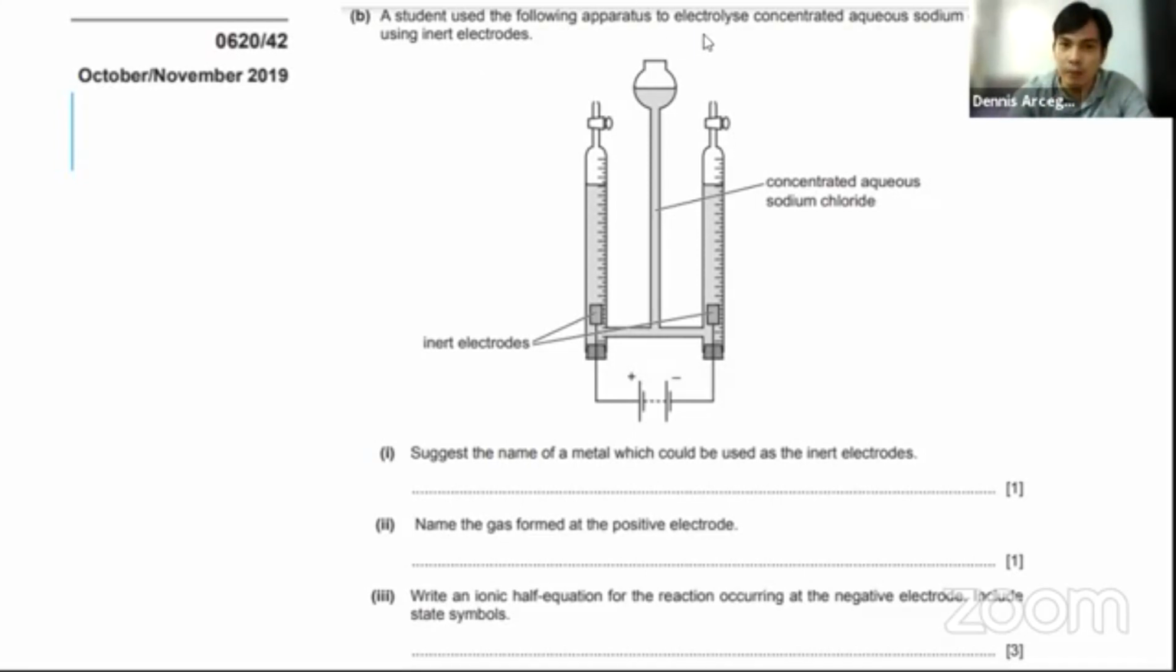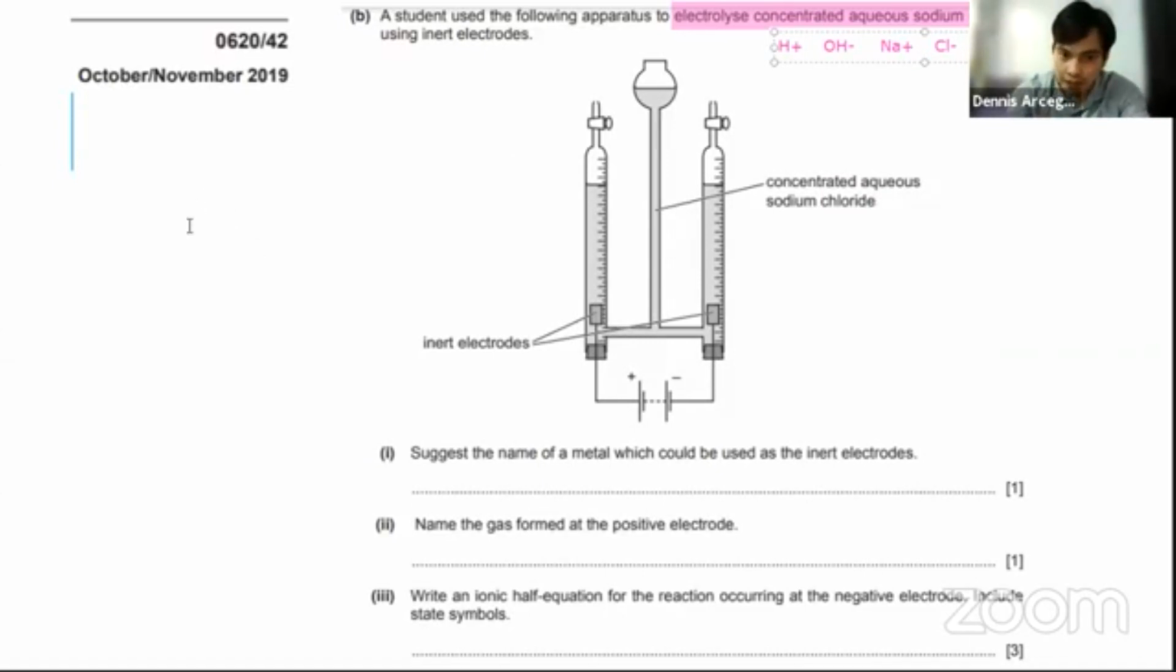A student used the following apparatus to electrolyze concentrated aqueous sodium chloride. So the first thing I want you to do to answer this kind of question is write the ions present. Aqueous means it has H plus and OH minus, because it is dissolved in water. Concentrated means the concentration is high. Then sodium, Na plus, then Cl minus. If you know the ions present, then it will be easier for you to answer the question.